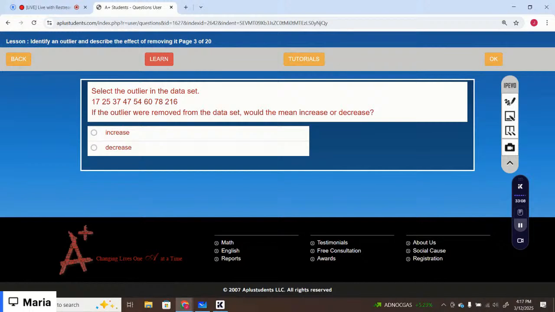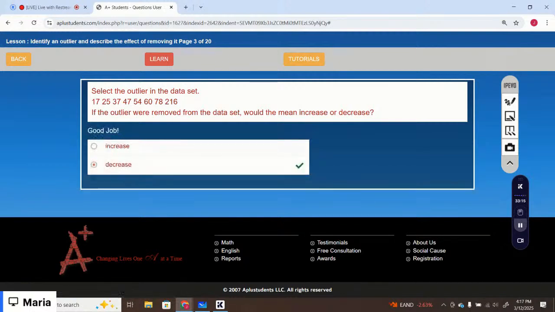That is 216, and if you remove 216, the mean would be decreased because that is the greatest number among all.